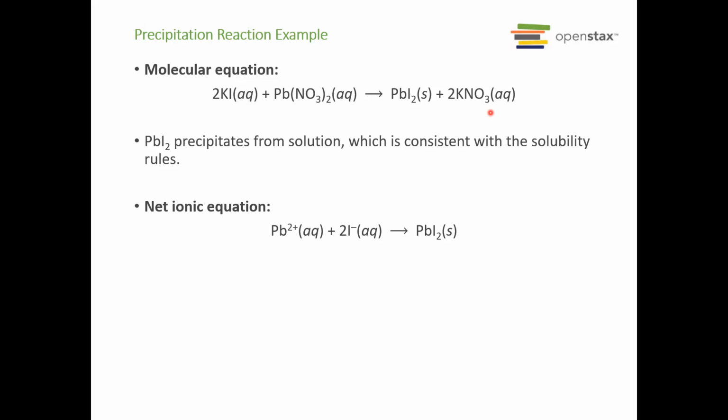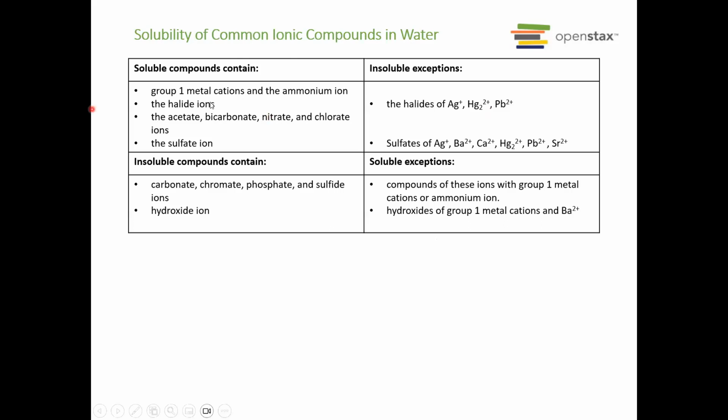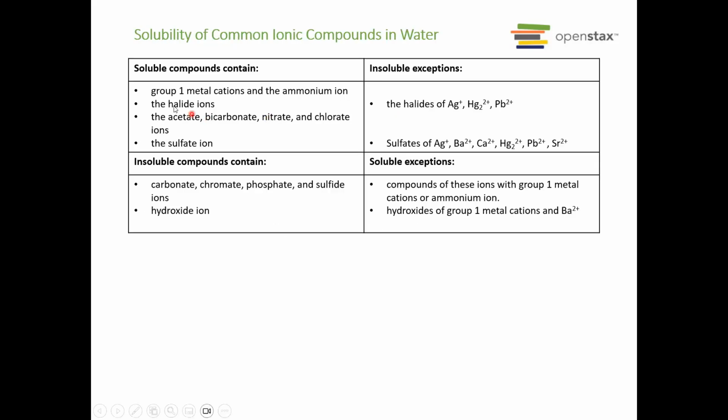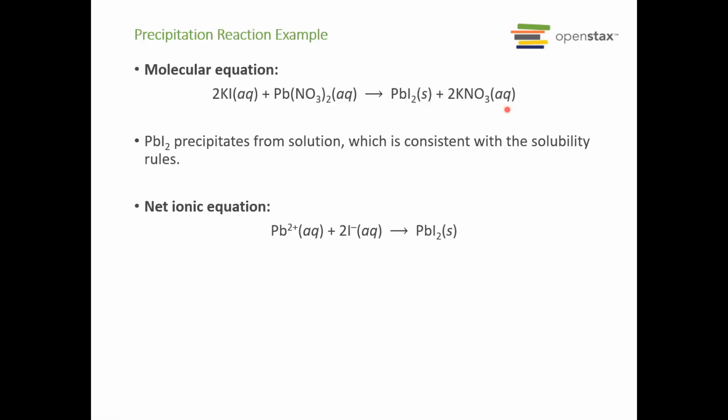And if we also didn't know which of these products is soluble or not, we could go back here. Potassium's a group 1 metal cation, no exception, so we can be confident that the potassium nitrate is going to dissolve. Same thing with the nitrate, no exceptions. So both of those pieces are going to have very good solubility together. But then with the other product, that lead-2 iodide, the halide ion, something like iodide, typically going to be soluble. But now lead-2 plus is one of those exceptions. So that's why we're seeing this as the solid precipitate there.